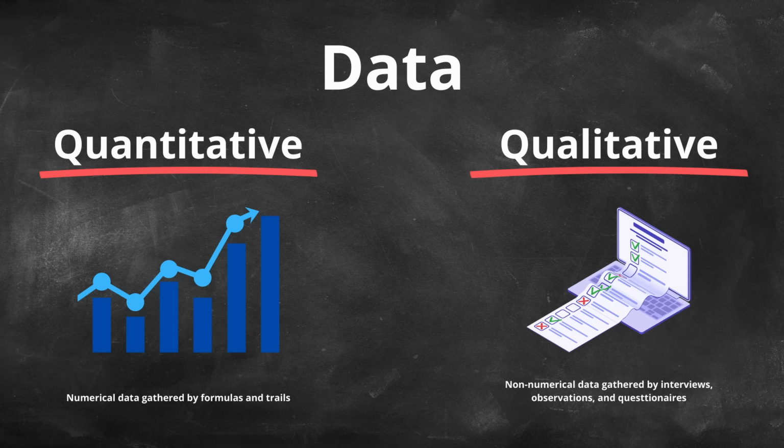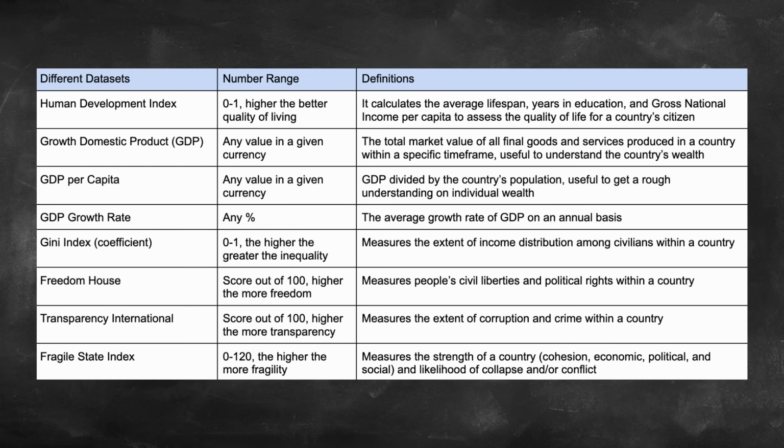Quantitative data is numerical information that can be gathered by certain formulas and trials, while qualitative data is non-numerical information that is gathered by interviews, observations, and questionnaires. With all that said, here are some different datasets that can give us valuable information on our 6 AP countries. If you plan to use any of these datasets, you need to understand what each number means. For example, HDI is measured between the numbers 0 to 1.